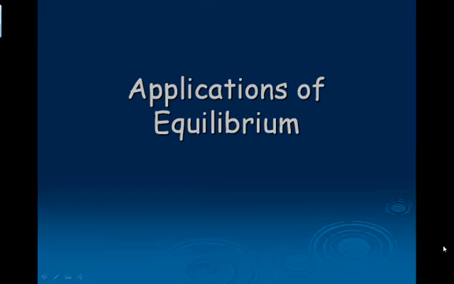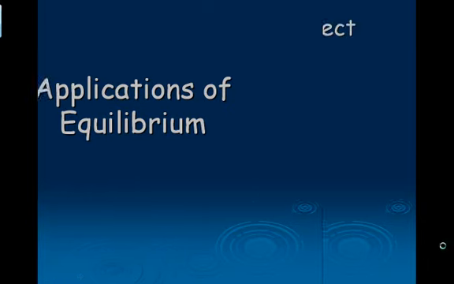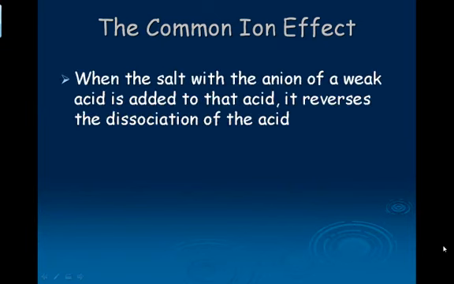So now we're going to begin to apply equilibrium in some very specific situations. The first situation that we're going to look at is the common ion effect, which, just like it says, involves a common ion in the solution. When the salt with the anion of a weak acid is added to that acid that's already in equilibrium, it reverses the dissociation of the acid.